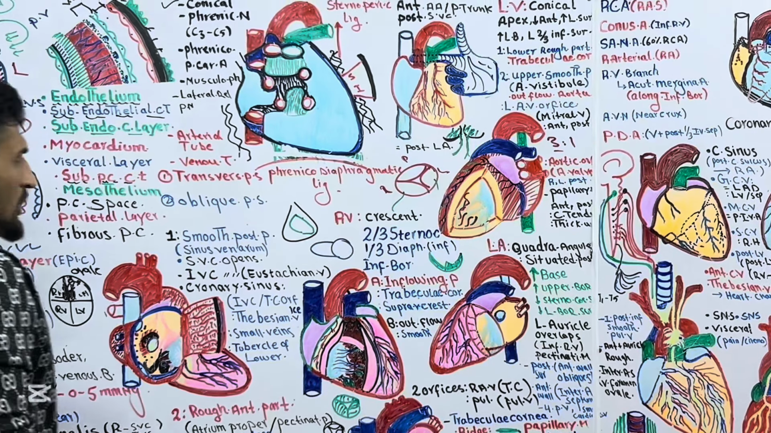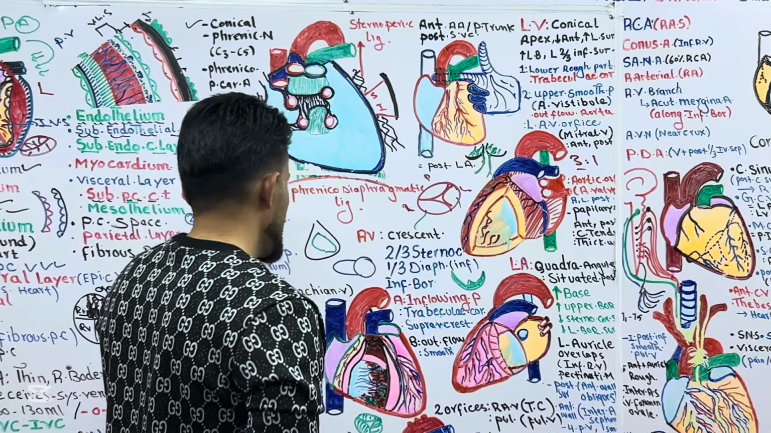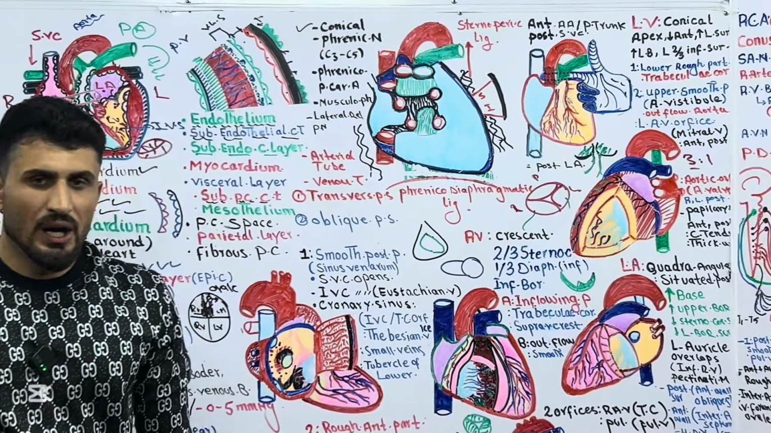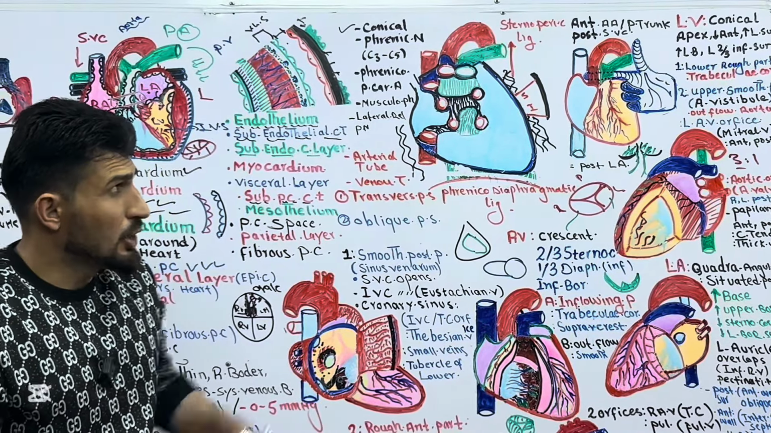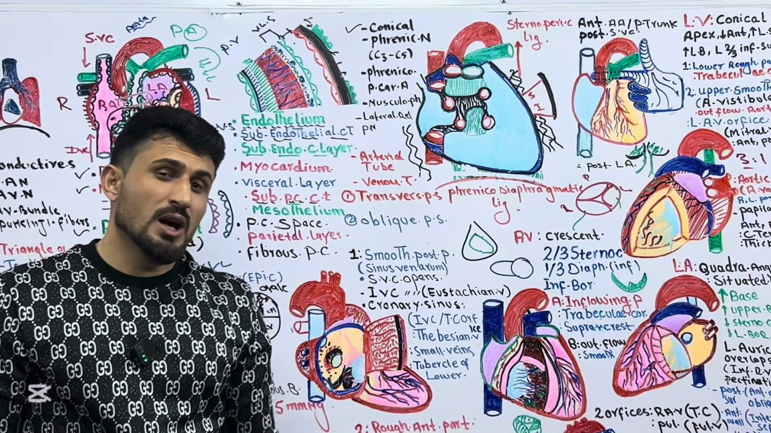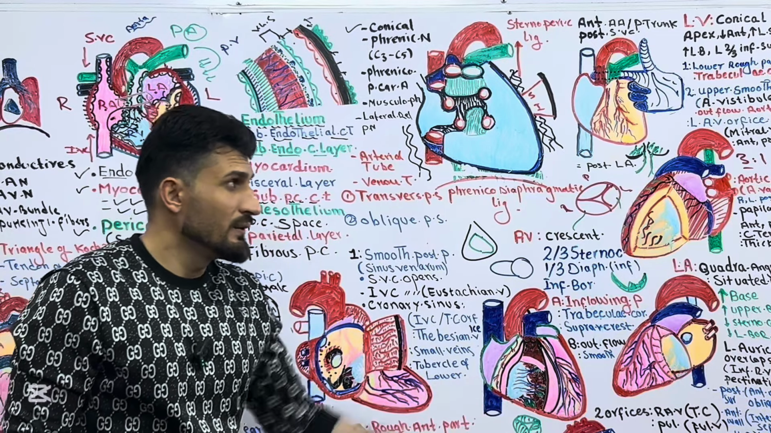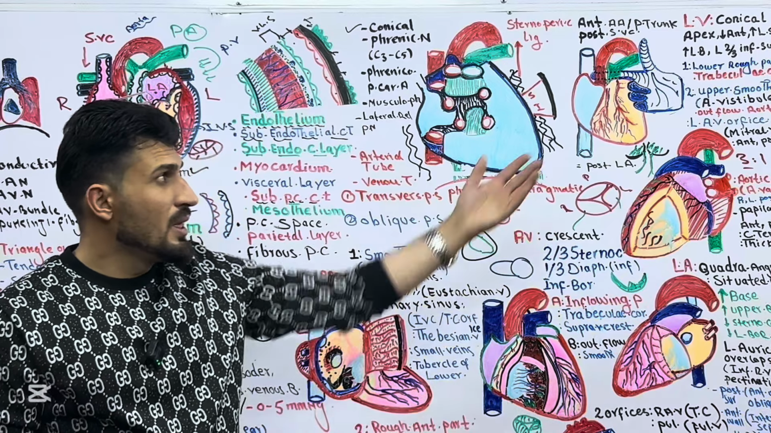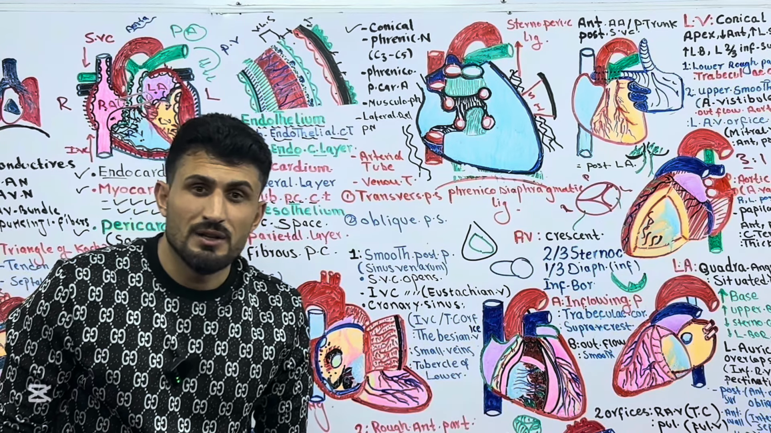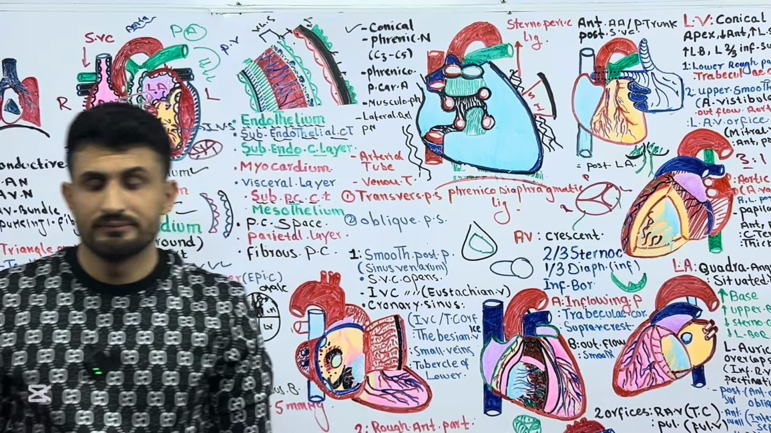So these were all about the chambers of the heart. Now we're going to talk about coronary circulation. We'll talk about the origin of coronary circulation, how the arteries originate from these sinuses, and how they go and supply our heart.